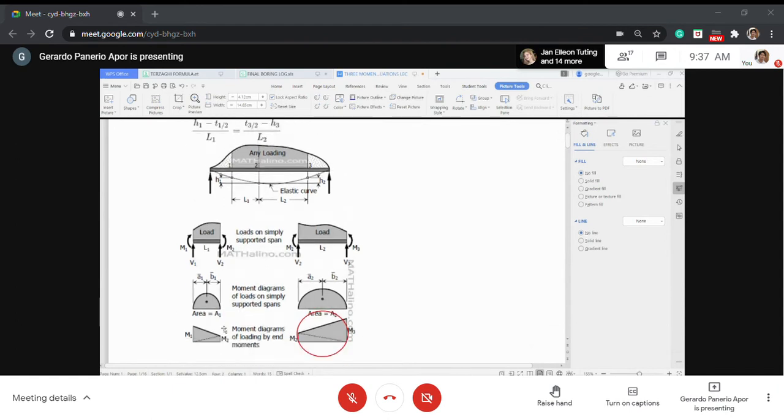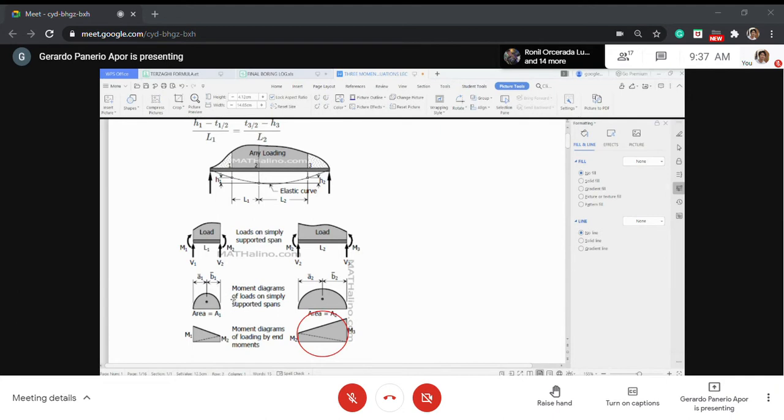So, for each moment diagram, there is a centroid. The total length from the initial point to the end point is what we call L1. That L1 is divided into A and B. The boundary is the centroid. The subscript 1 just refers to the first figure.